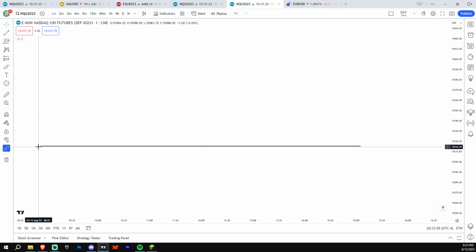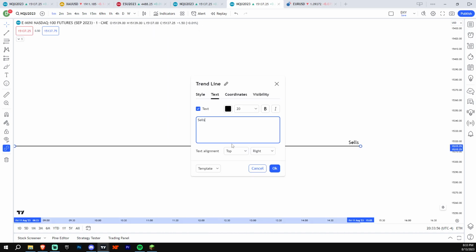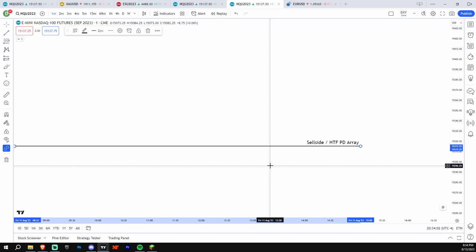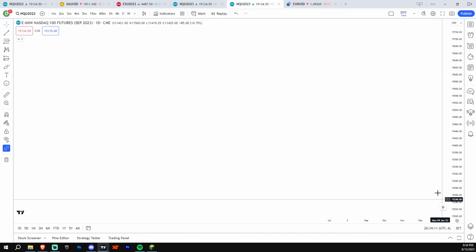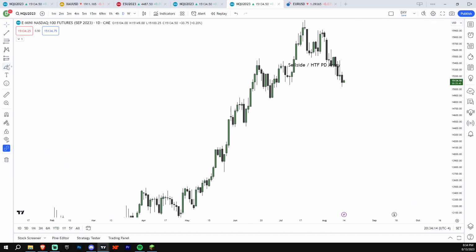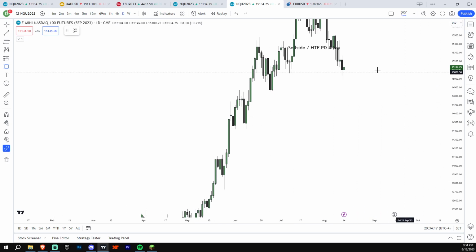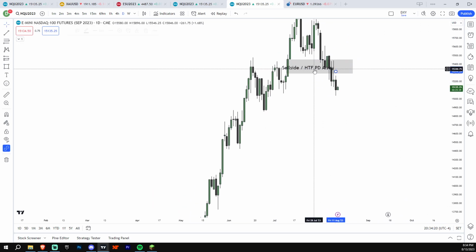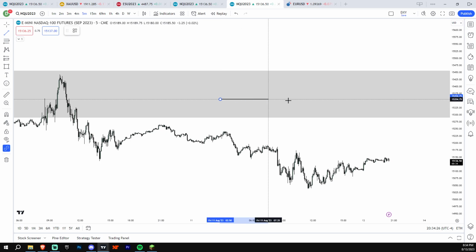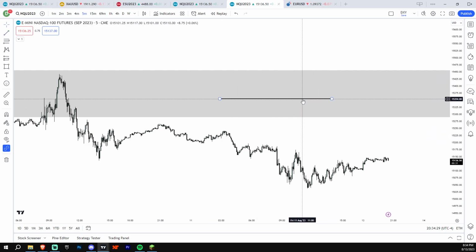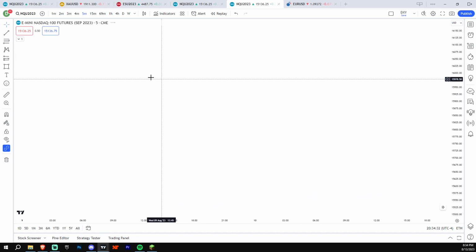There's some institutional sell side level here. Let's say this is a sell side level, or a higher time frame PD array. For anyone wondering, a higher time frame PD array is basically a fair value gap in the higher time frame. If we go to the daily, a higher time frame PD array would be something like this. Let's mark this daily fair value gap. Then you go on the 5 minute, and this line is your higher time frame PD array. That's what a higher time frame PD array is.